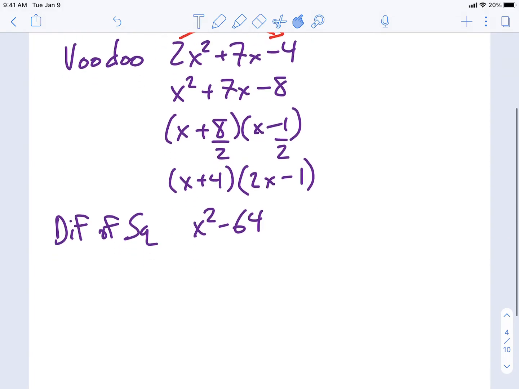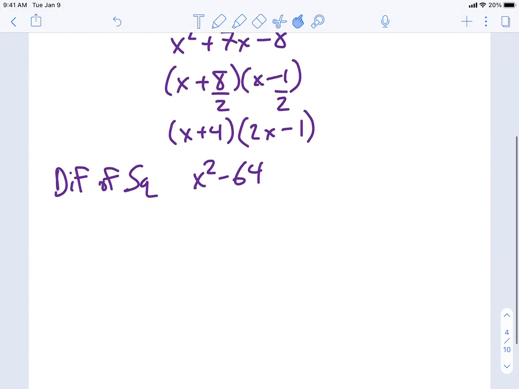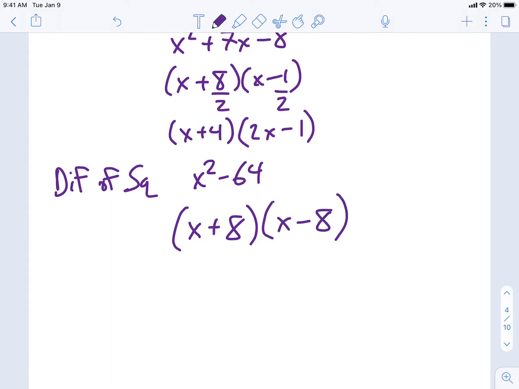All right, and then the last one, difference of squares. Anytime it's x squared minus a number, we should be thinking difference of squares, especially if this happens to be a perfect square like 64. It is always going to be x plus the square root of the number, which in this case is 8, and x minus the square root of the number.